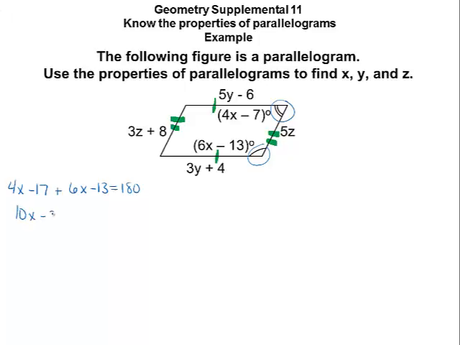So I have 10x minus 30 is equal to 180. I'm going to add 30 to both sides, and I get 10x is equal to 210, so x would be 21.